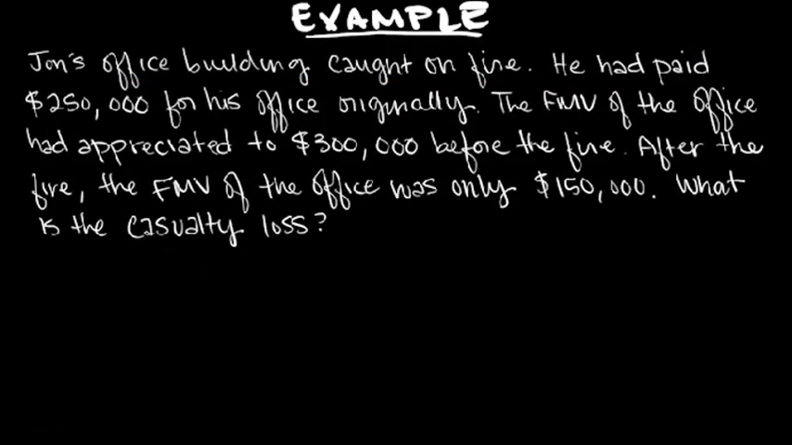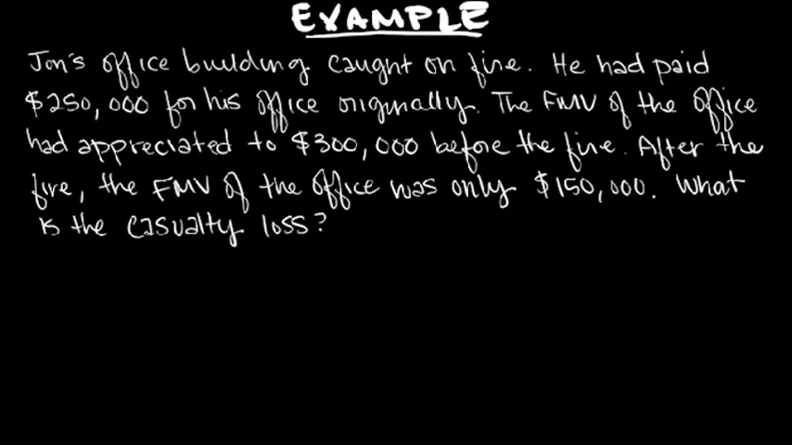John's office building caught on fire. He had paid $250,000 for his office originally, and the fair market value of the office had appreciated to $300,000 before the fire. After the fire, the fair market value of the office was only $150,000. So what is John's casualty loss?